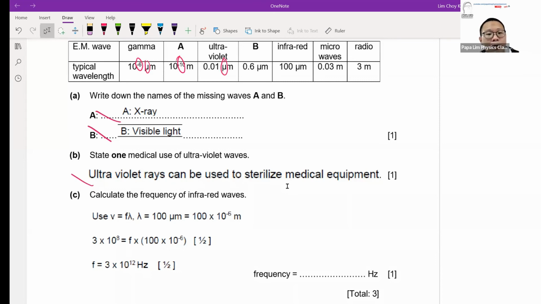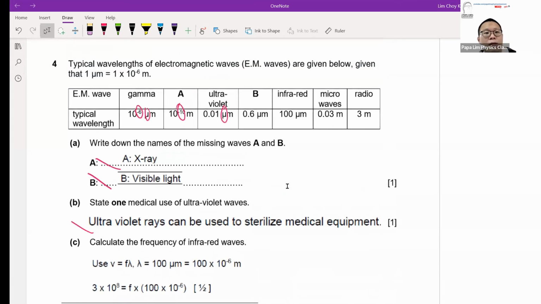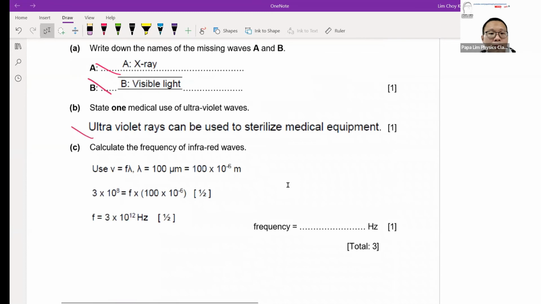Now, calculate the frequency of infrared. Where is infrared? Infrared is 100 micrometer, like the workings suggested. Remember to convert it to SI unit first. So it's 100 times 10 to the power minus 6. Micro is minus 6.